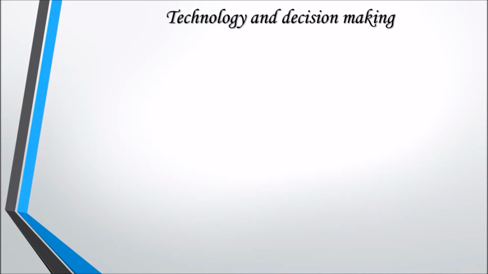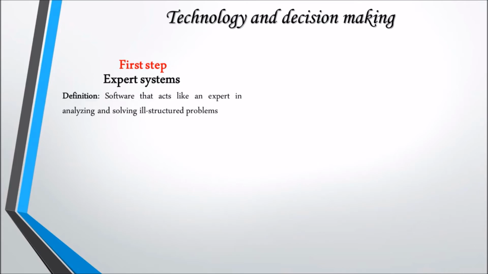So as technology is advanced now, it also helps with decision making. Basically, there are two technical systems regarding the decision making process. The first one is expert system, which is the software that acts like an expert in analyzing and solving your abstracted problems. It could also be considered as artificial expert.